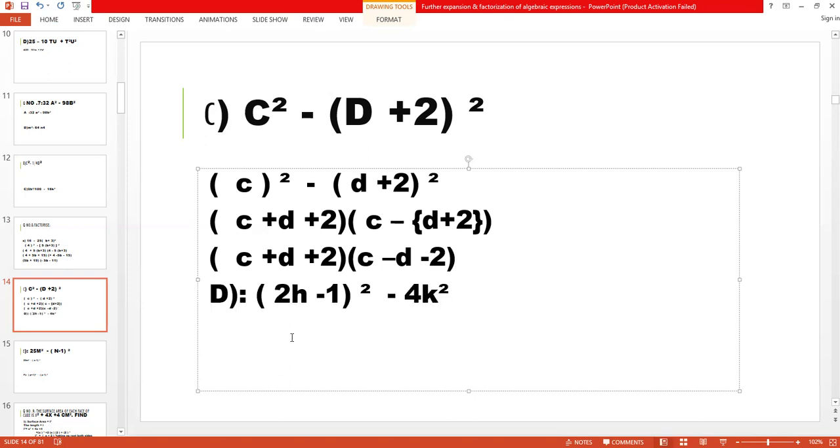Okay. Again, two terms are given. 2h minus 1 whole square minus 4k whole square. So first of all, I have to convert this second term into a square. Okay. It is a square of which number? So first, there will be no change in the first term. We just write 2h minus 1 whole square as it is. Here I have to write the square.